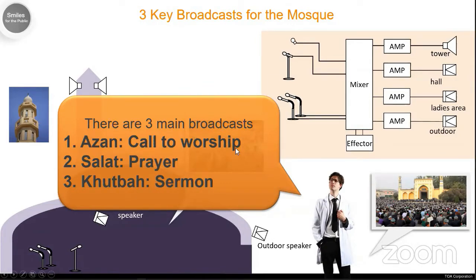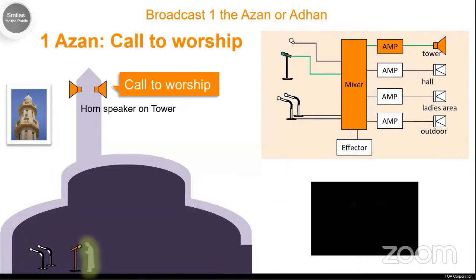Let's have a look at the azan, which is the call to worship. When the azan is being performed, mostly it's just one microphone that is being used via the mixer, and the effects can be switched on and off. This is routed to the amplifier, out to the speaker. The azan is usually broadcast, like I've said, through the horn speakers that are usually mounted on the minaret. On the minaret, you normally have a minimum of four horn speakers, each facing the north, the south, the east, and the west, to give a 360 degree area of broadcast from the minaret. So when the azan is being done, this primary broadcast is routed to the horn speakers on the minaret. This is the first broadcast.